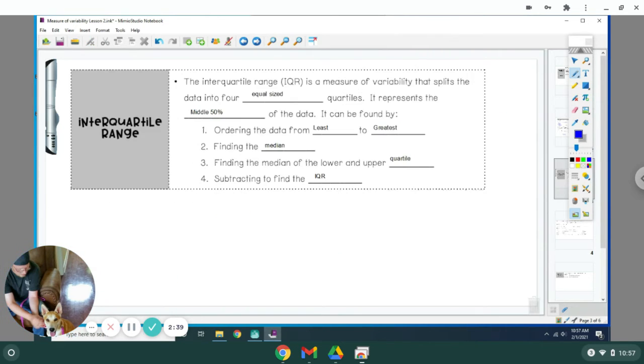Okay. So now we're going to find the interquartile range. The interquartile range is sometimes called the IQR, and we'll talk about it more when we do box plots. It is a measure of variability that splits the data up into 4 equal sizes of quartiles. It represents the middle 50% of the data, and it can be found by ordering the numbers from least to greatest, finding the median, and then finding the median of the lower and the upper quartile.